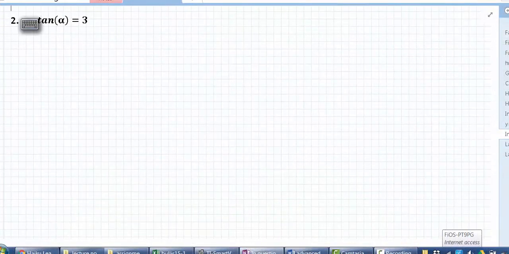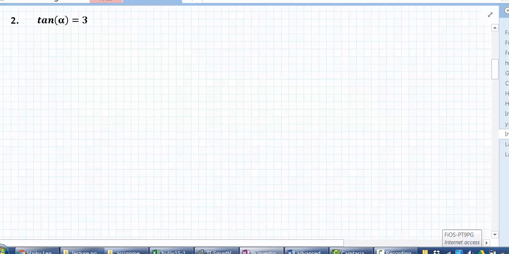Let's move on to the second. Same thing here. I am giving you the tangent of the angle this time, and it's equal to 3. I'm asking you to find the sine and the cosine, and to evaluate sine squared of alpha plus cosine squared of alpha.